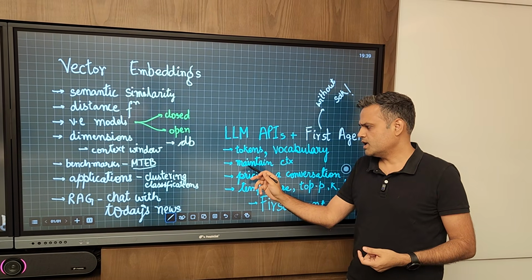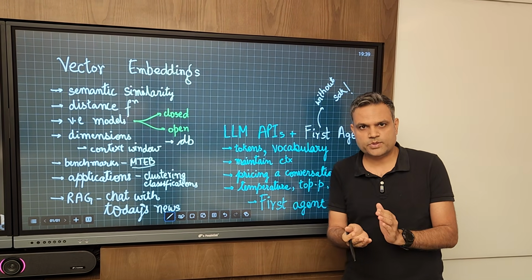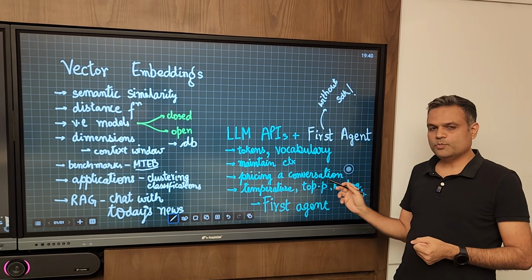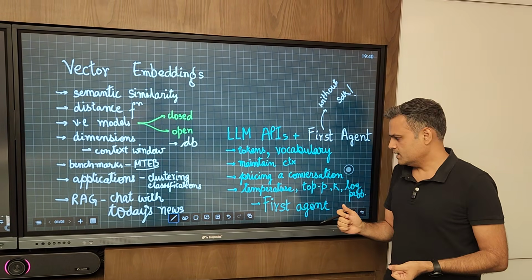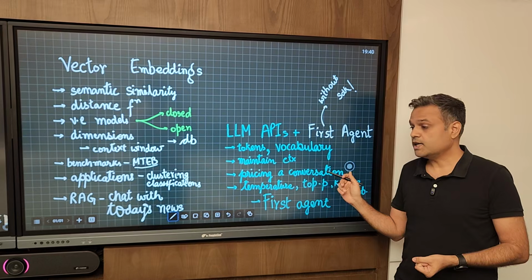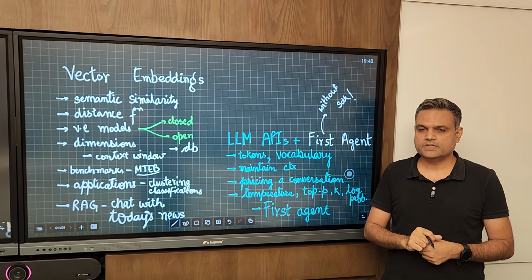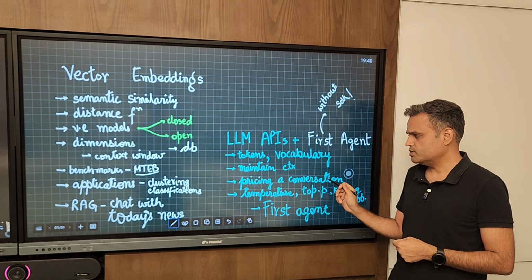We discuss how you maintain context at the REST API level, how you maintain context in a conversation. We discuss how you price a conversation, how you calculate the price for a given conversation, and how to optimize it as well, because using input cached tokens, we can actually reduce the price of a conversation.